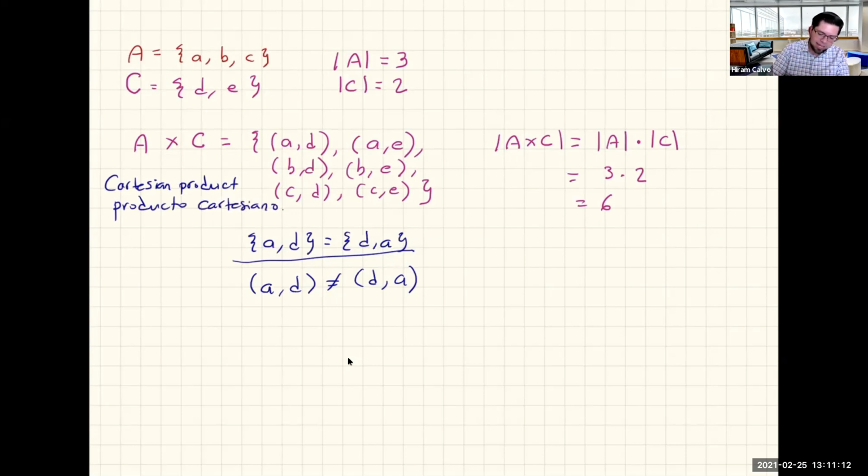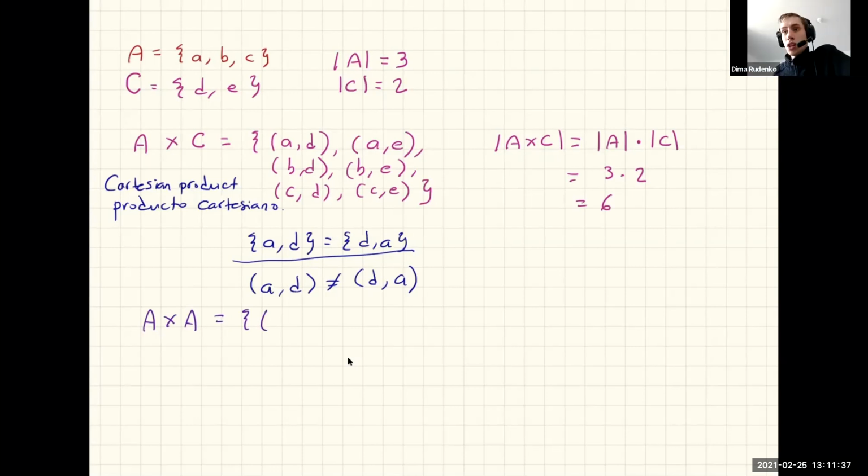Okay, also we can create a Cartesian product of a set with itself. So what about saying A, no. Sorry, A cross A. Well, then we have, can you tell me how many elements will this set have? 9. Yeah. A to the power of 2.